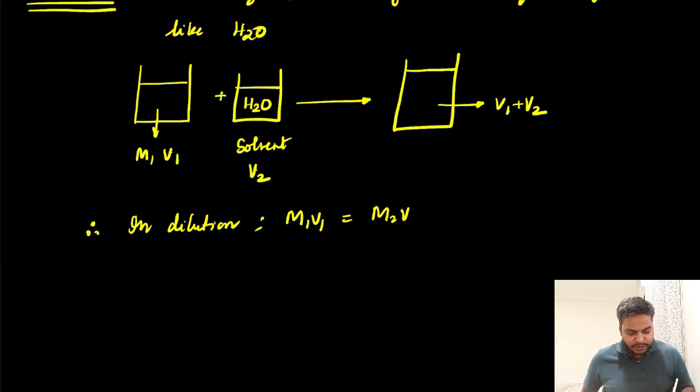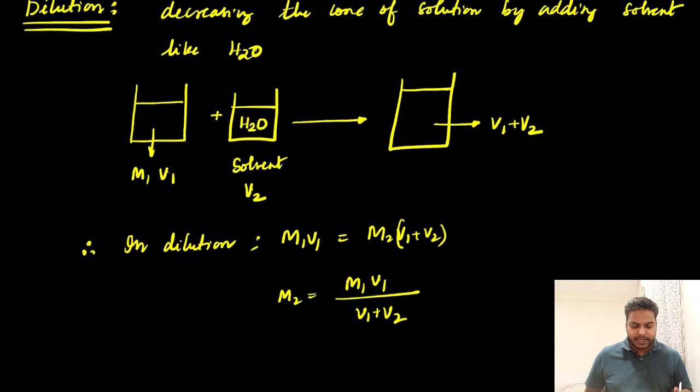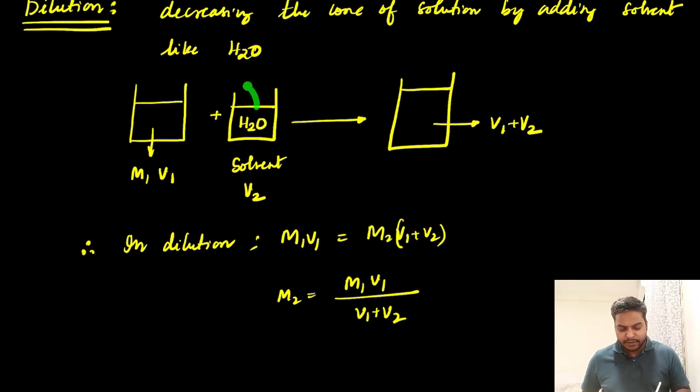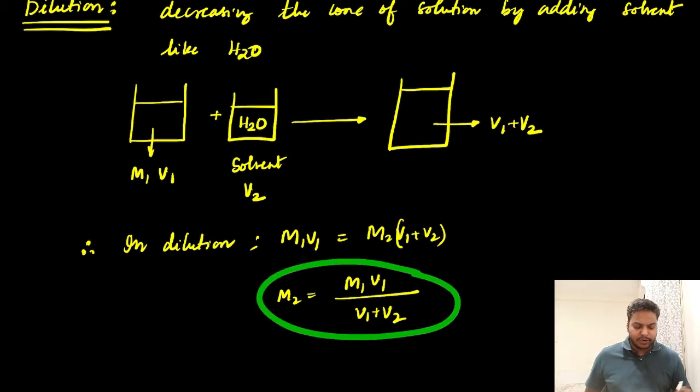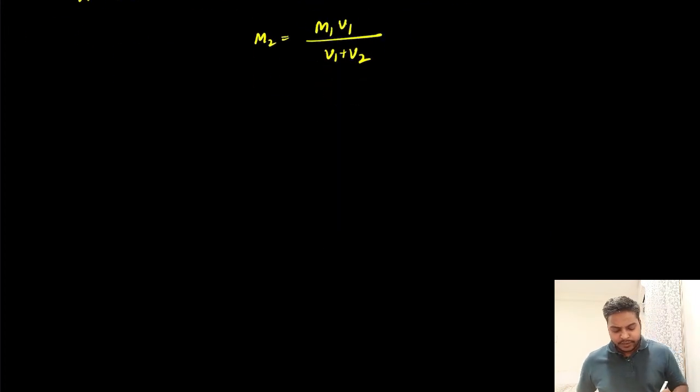Here V2 is nothing but the total volume, which is V1 plus V2. So therefore M2 will be equal to M1 V1 divided by V1 plus V2. So that's how we can calculate the new molarity after dilution. On adding water, the solution is undergoing dilution, and this would be the new molarity to be calculated. Okay students, those who are not able to understand, pause it, relate it once properly and again go ahead. Okay, now that is about dilution.